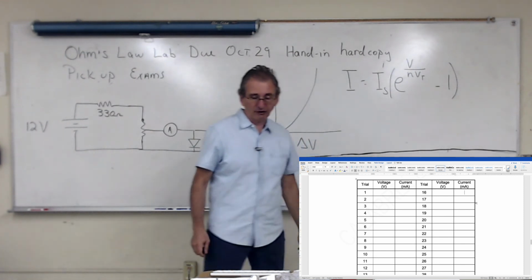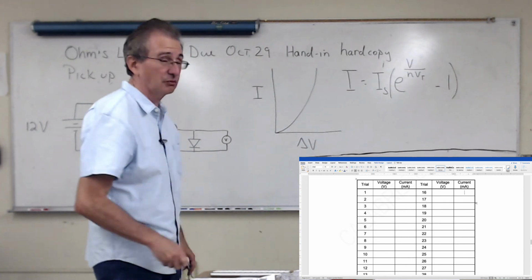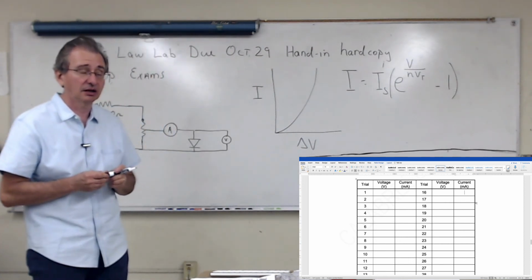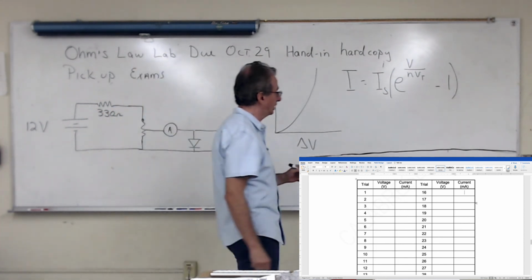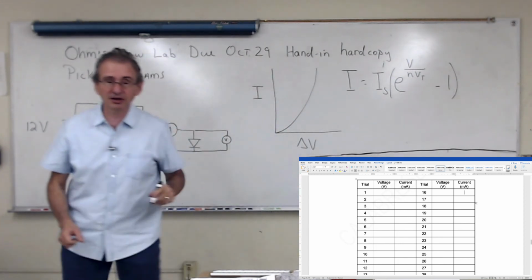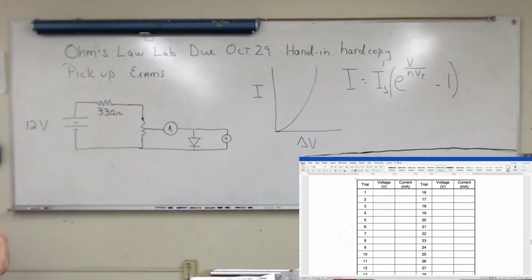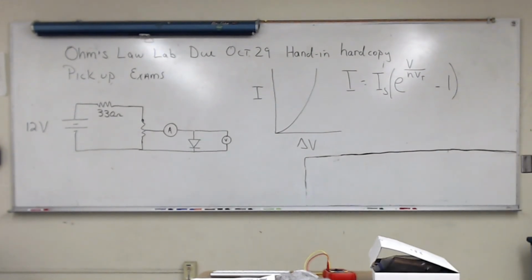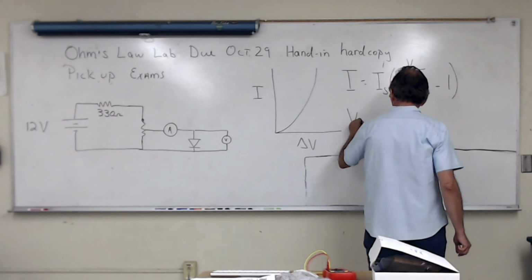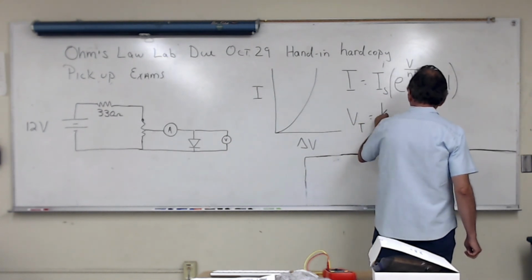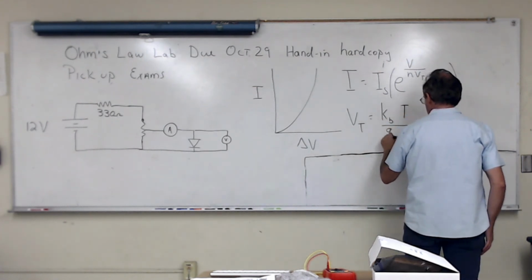You're going to have to define it yourself within Cy Davis. Now V sub t, and I want to make sure you can see everything. Let me do this real quick. V sub t is k sub b times T over q sub e.